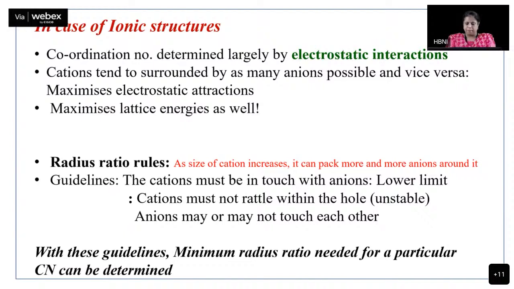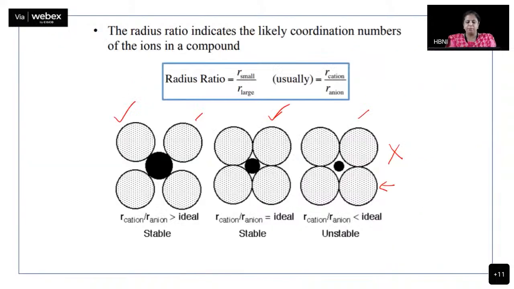Right. So as I said, radius ratio rule: as the size of the cation increases, it can pack more and more anions around it. The guidelines are that cations must be in touch with anions. That sets the lower limit. The cation must not rattle within the hole. That is an unstable configuration. Anions may or may not touch each other. Okay. So with these guidelines, we can set a limit for the radius ratio for a particular coordination number. Okay, I hope this is clear.